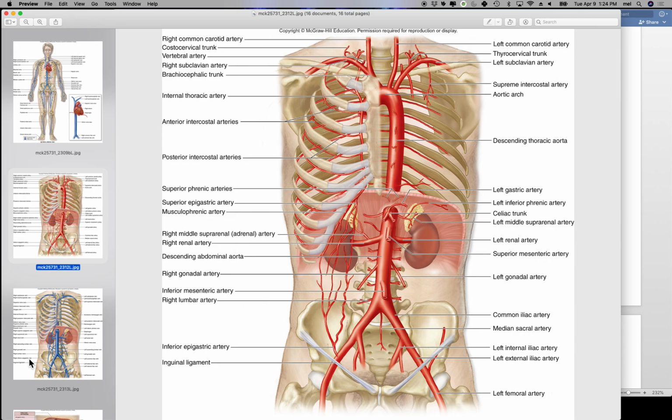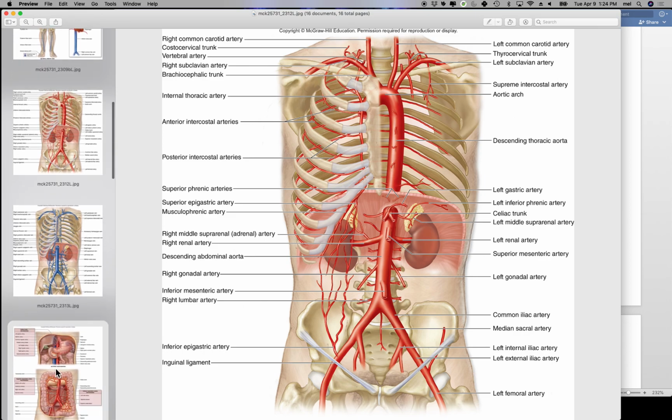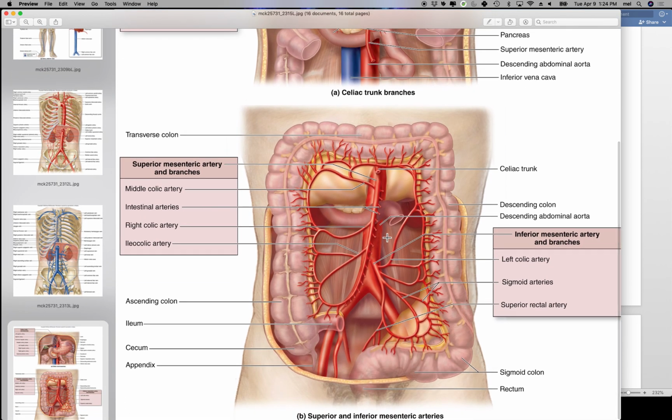Even though this picture doesn't show it, I want you guys to be able to conceptualize what the superior mesenteric artery is going to supply. Does anybody know what it supplies? The small intestine and the proximal portion of the large intestine. So whatever I didn't supply from the small intestine already, and the only thing that was taken care of was the duodenum, the entire rest of the small intestine is from the superior mesenteric artery, and then the proximal portions of the large intestine.